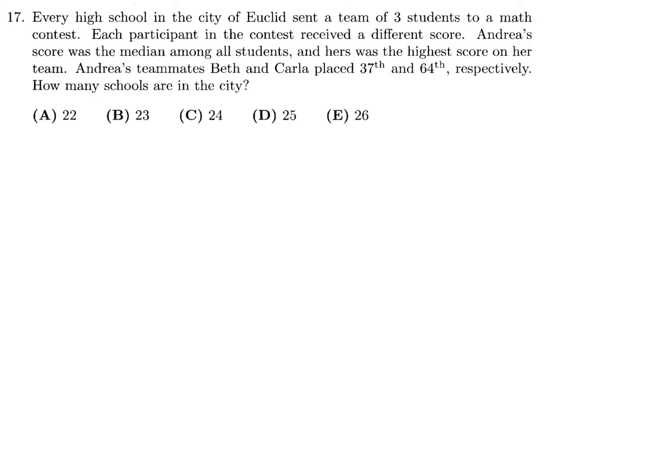Okay, interesting question here. So we have school number 1, school number 2, all the way up until school N, where N represents the number of schools. For each of these schools, they have 3 students, like A, B, and C. In the first school, for example, we have Andrea, Beth, and Carla, and that's why I wrote A, B, and C. They're telling me that Andrea is the median in terms of her placing, her score, and then Beth placed 37th and Carla placed 64th.